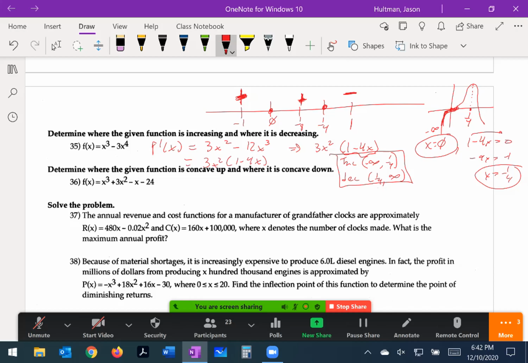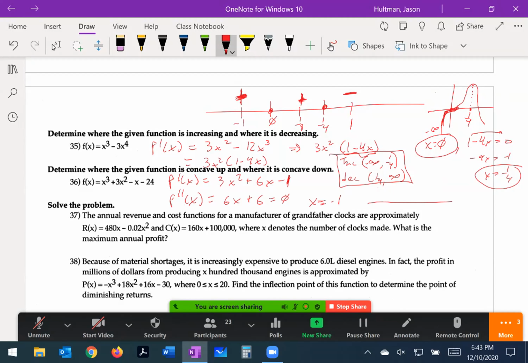So the first derivative is 3x squared plus 6x minus 1. The second derivative is 6x plus 6. Oh, that's interesting. Set that equal to 0 and solve for x, and you'll get x equals negative 1. So there's only one inflection point.